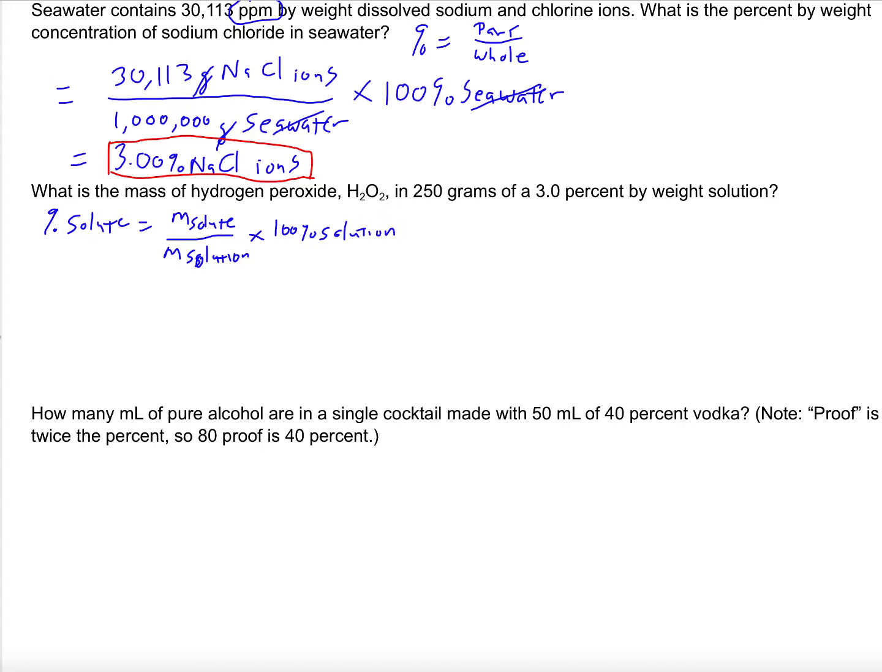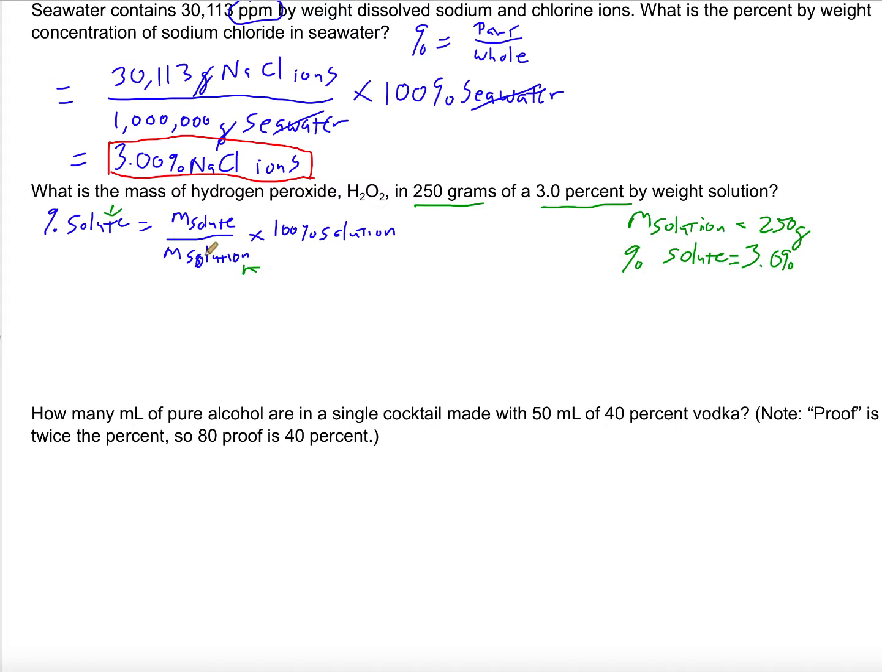So let's look at what we know. In this equation, we know the mass of the solution is given to us, and that is 250 grams. We also know the percent of the solute. That's given right here. That's 3.0%. So we know the percent of the solute and the mass of the solution. We can then solve for the mass of the solute.